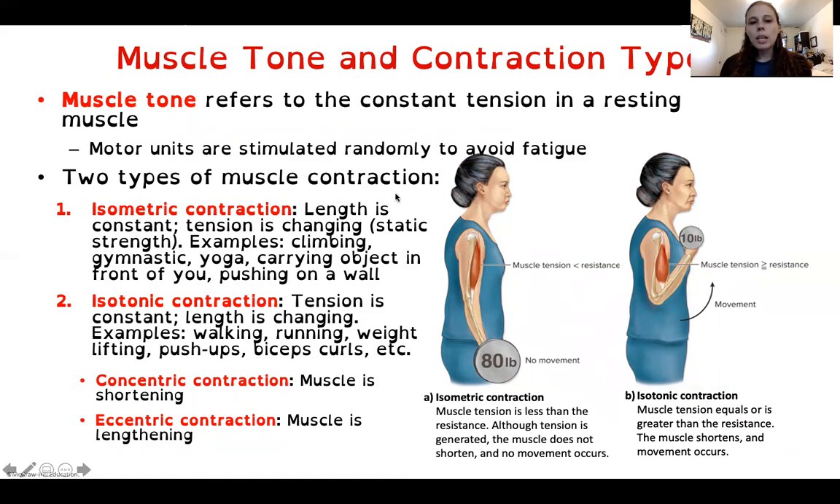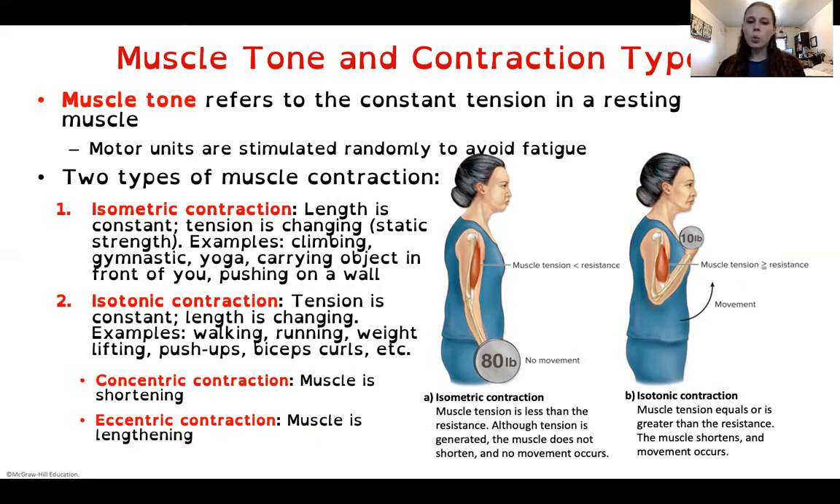Now, the contraction can be isometric or isotonic. Isometric means that when there is the contraction of the muscle, the length of the muscle remains constant while the tension is changing. So for example, in this case, isometric contraction, this person is lifting a weight, but is not moving the arm. So the length of the muscle remains constant throughout the contraction, but the tension of the muscle changes.